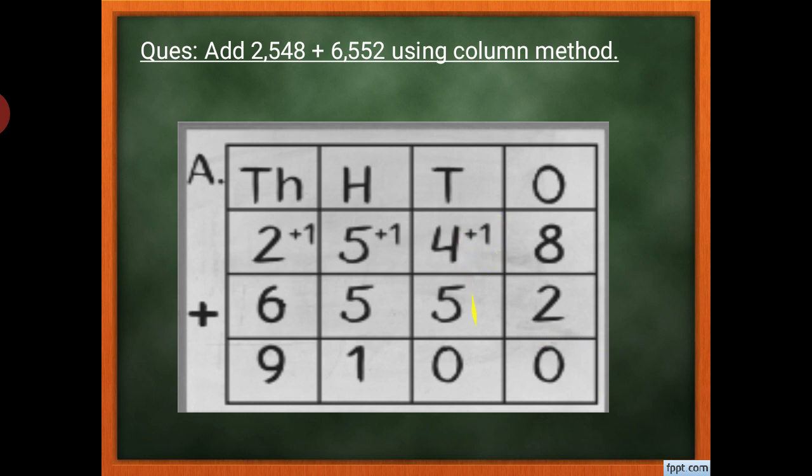Then 5 plus 4 is 9, plus 1, 10. So 0 I'll write here and 1 will again be a carry. Then 5 plus 5 is 10, plus 1, 11. So 1 I'll write here and 1 will again be a carry. Then 6 plus 2 is 8, plus 1 is 9. So the answer becomes 9100. So here, if the digit is more than 10, we just use it as a carry.